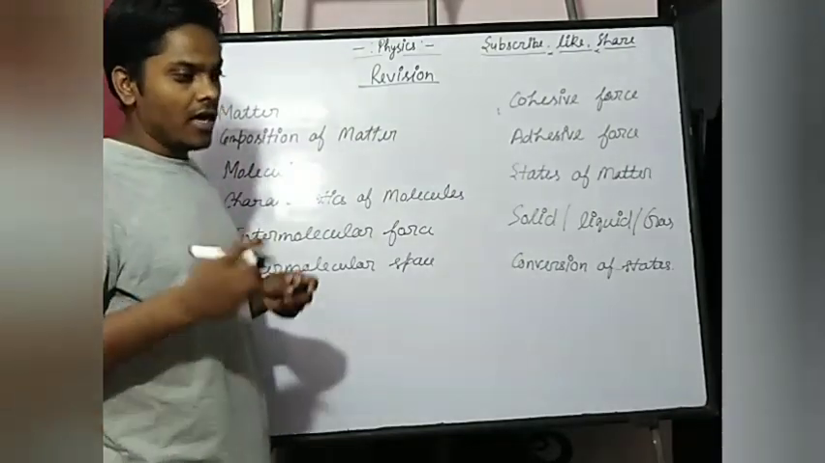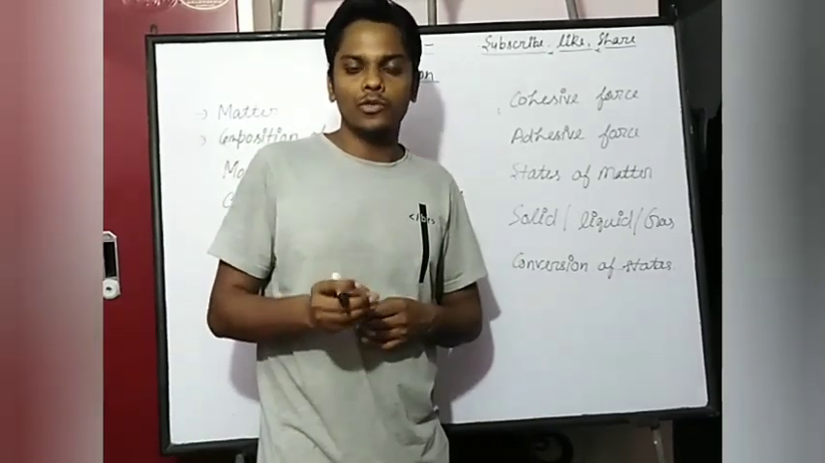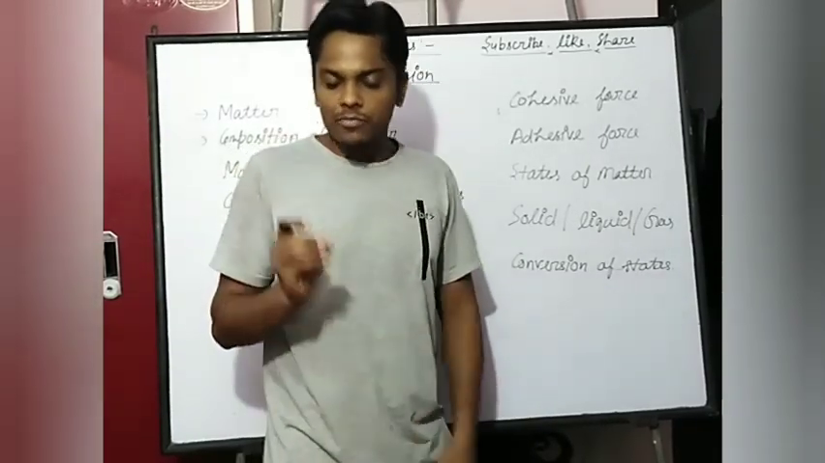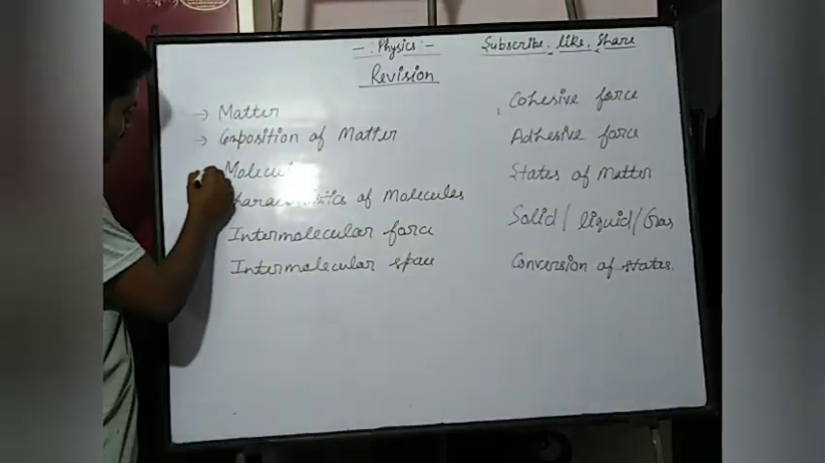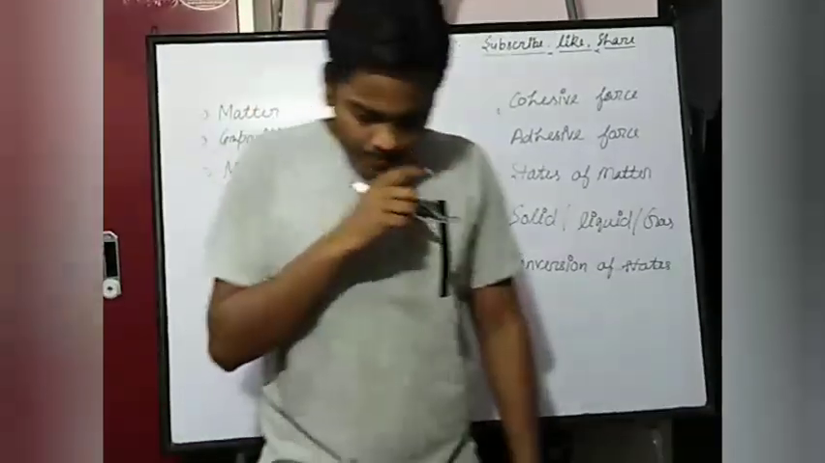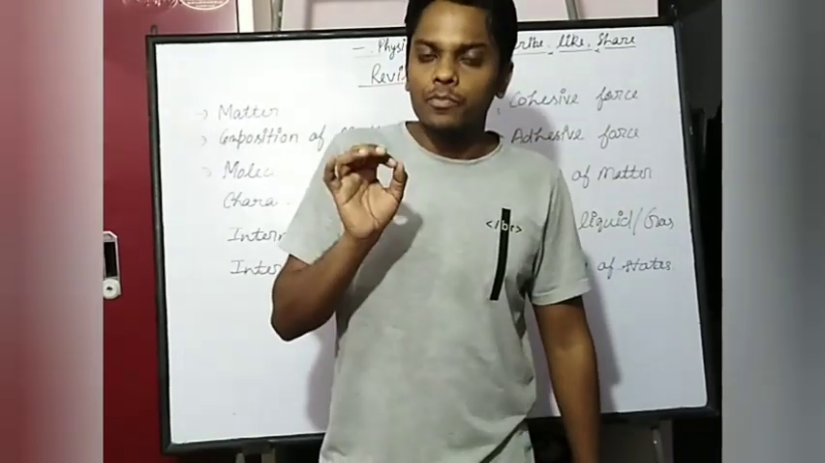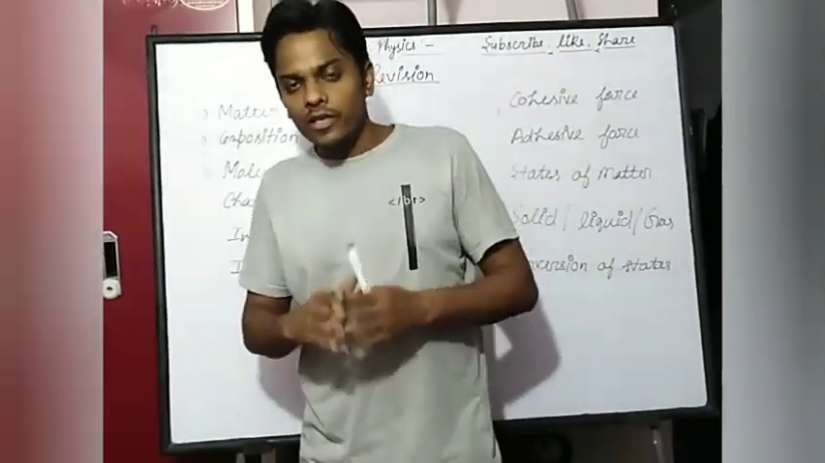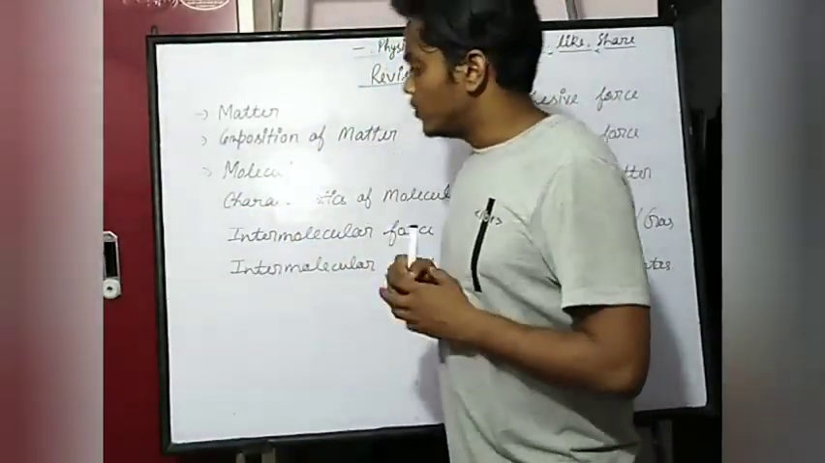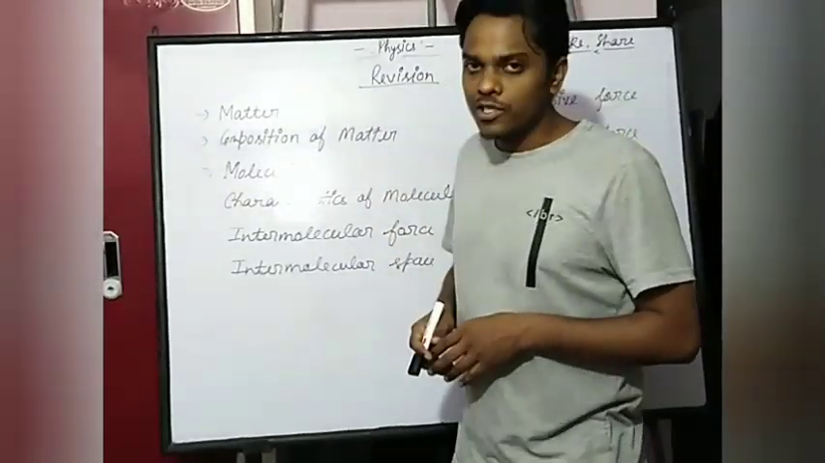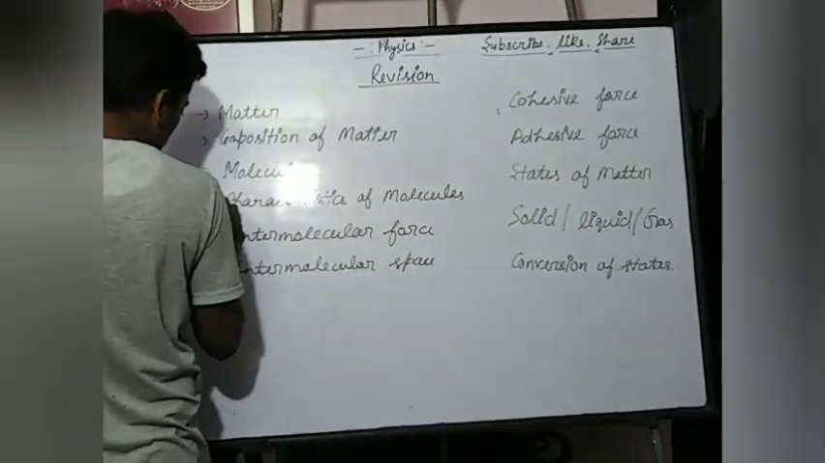As we have already studied, matter is made up of molecules, tiny particles. And what are molecules? Molecules are the tiniest particles, formed when atoms are combined together. So if the question is, what is the smallest particle of matter? That is the molecule.